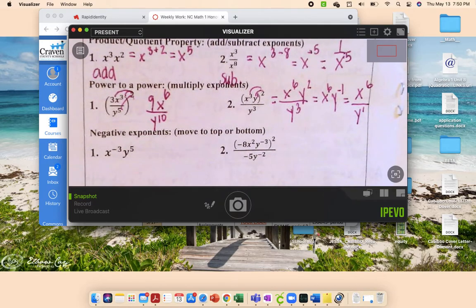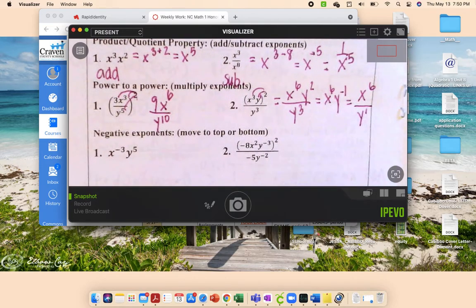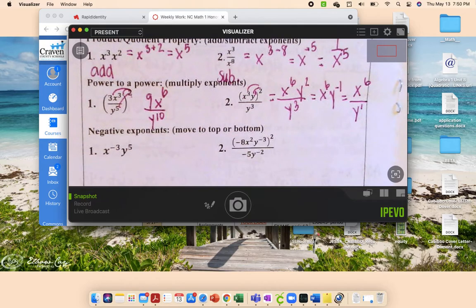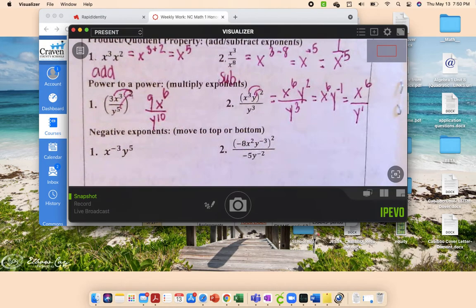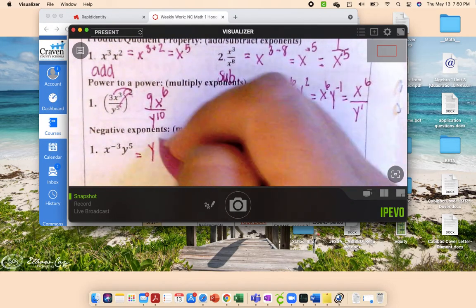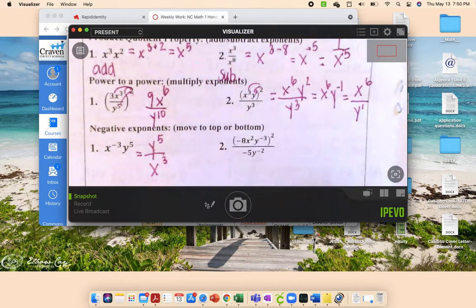All right, so we've already been touching on this, our negative exponents. And just like I did in this problem here, if we look at our first question, we have x to the negative third and y to the fifth. Again, I'm only going to shift the exponent that is negative. So y to the fifth does not need to move, but x to the negative 3 does. So I'm going to have y to the fifth over x to the third power.